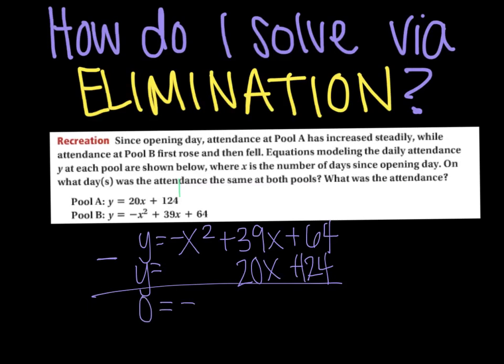We're left with 0 right away. And then you're just going to subtract everything. And you're left with this equation. And then you're just going to factor from there.